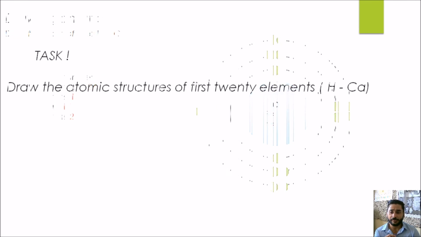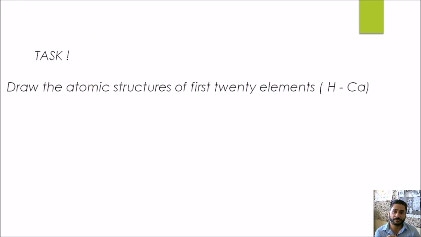So what is your task? Your task is to draw the atomic structures of the first 20 elements from hydrogen to calcium. The atomic number of hydrogen is 1 and the atomic number of calcium is 20. You have to draw these 20 elements in your copies.